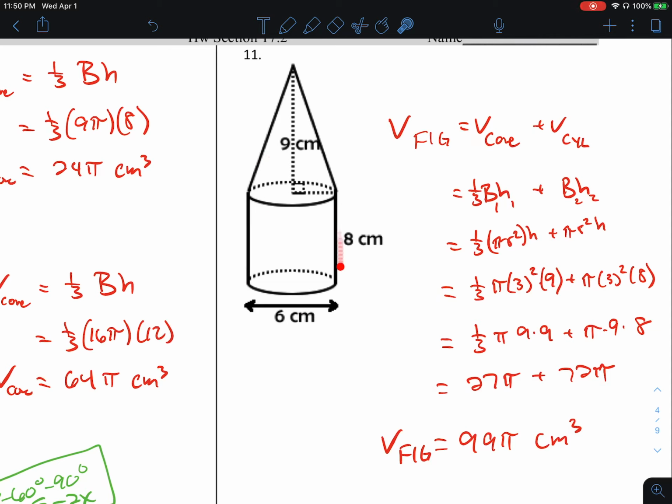The cylinder, area of the base times the height. This is the same circular base that the cone had, so it's 9 pi. Then you multiply it by 8, you get 72. Add those together, you get 99.